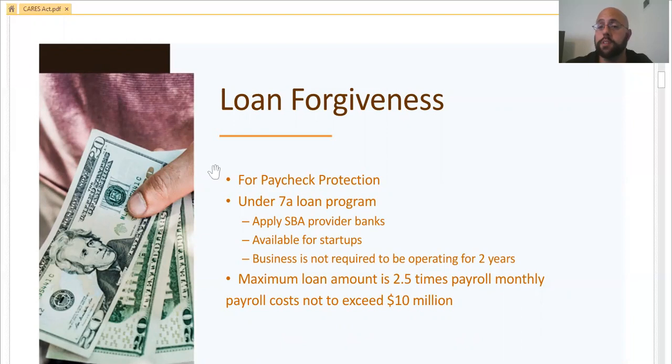Now, for an S7A, you needed to be at least 2 years in business. For the PPP, that's not the case. So long as you were in business by February 15th, you can qualify for this program. That means startups and businesses less than 2 years. However, there is a requirement. The loan is based on payroll, and the maximum you can receive is 2.5 times your monthly payroll costs, not to exceed $10 million. Again, it's on a first come, first served basis.